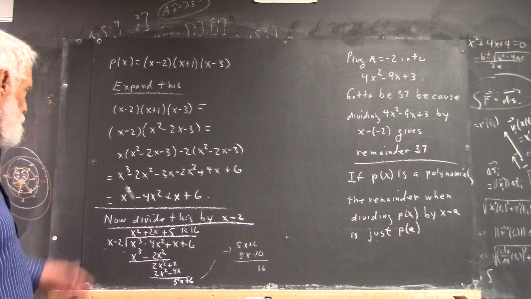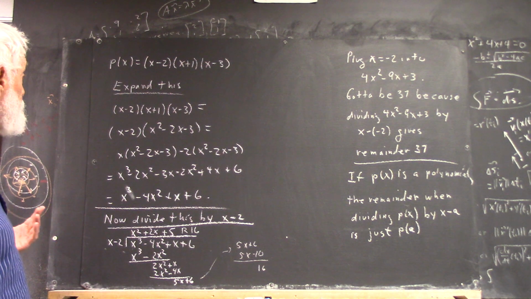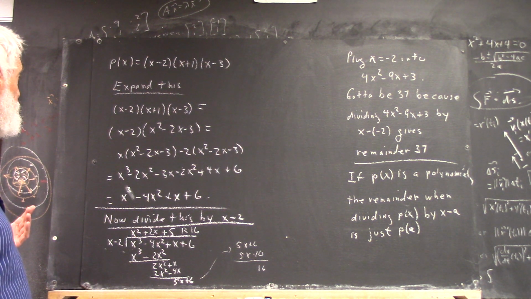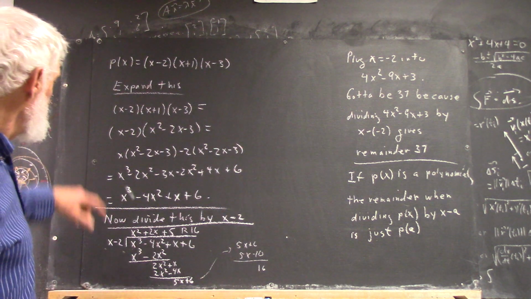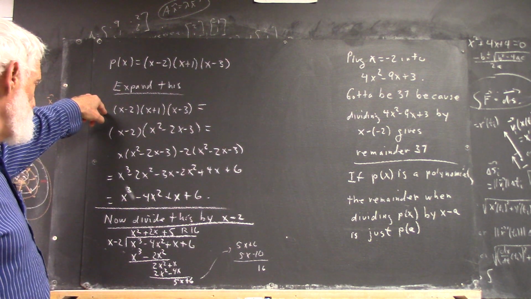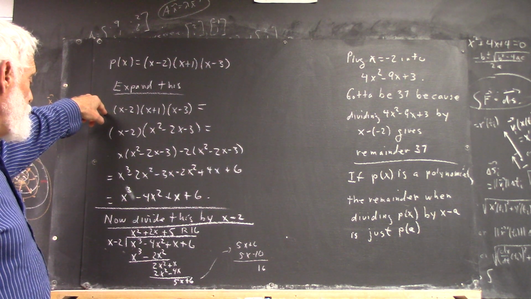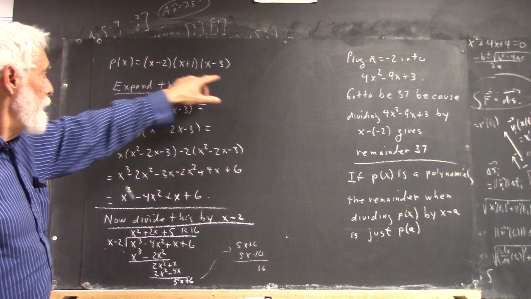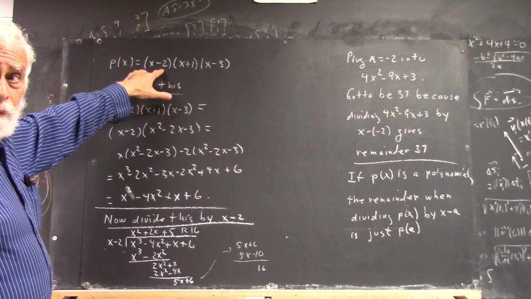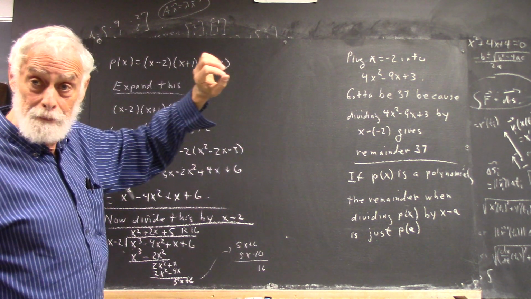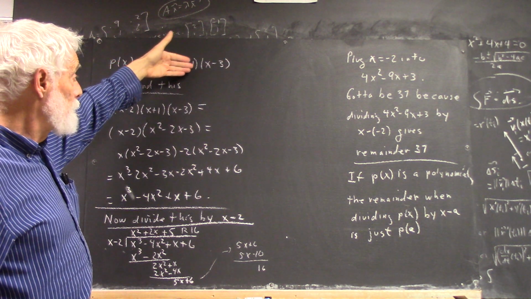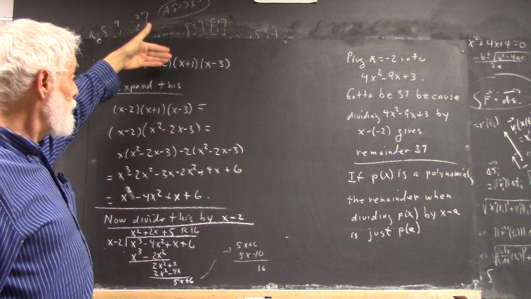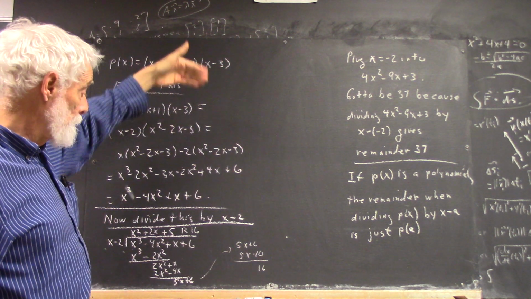Now I could check that because I've either got a mistake here or I've got a mistake here. So I got to stop and check that, because if I multiplied this correctly, we know that dividing this by x minus 2 has to leave us this times this, right? If we divide this by x minus 2, we'd end up with x plus 1 times x minus 3, which is x squared minus 2x minus 3.